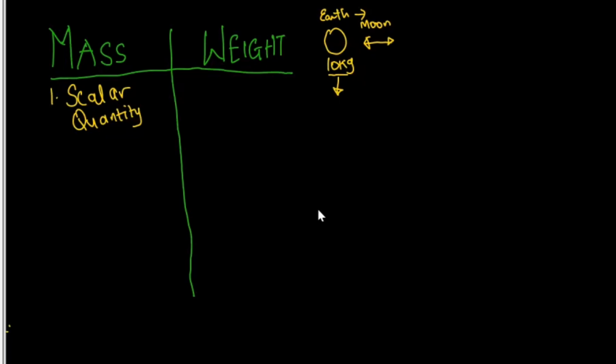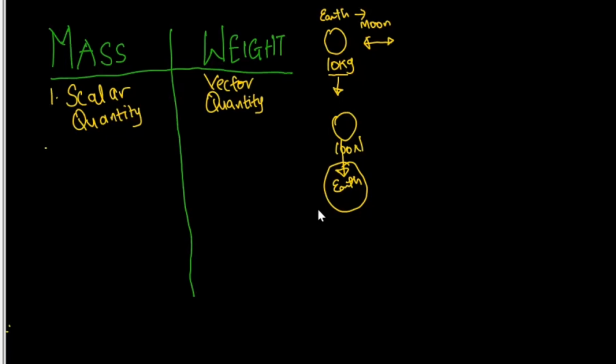But for weight, the weight of a body is a vector quantity. Now, what are vector quantities? Vector quantities are those quantities that have magnitude and direction. So if there is a stone with a weight of 100 newton on the surface of the earth, the weight of a body will always act towards the center of the earth. So there is a specified direction in this case. So for vector quantities, they have magnitude and direction.